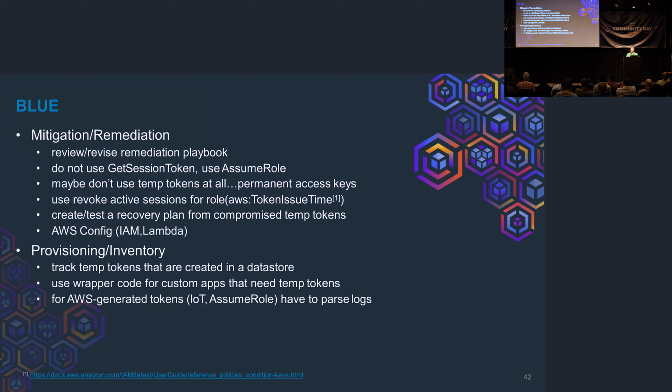Okay, mitigation. Look at your playbook, be prepared. If you have to deal with compromised temporary tokens, at least you've thought about it, right? Try not to use get session token, try to use assume role. Maybe don't use temporary tokens, just have permanent keys. These are not perfect solutions, because they have problems too. You can't create 1 million permanent accounts and permanent keys. That'll drive you crazy and you'll make mistakes.